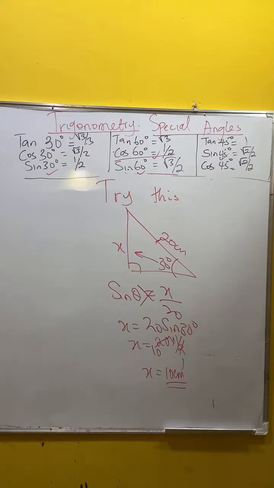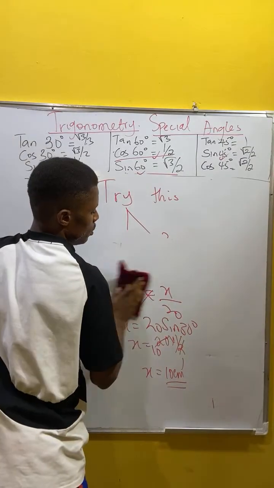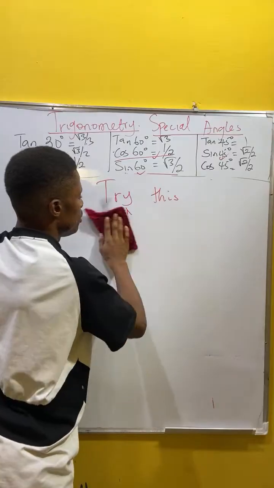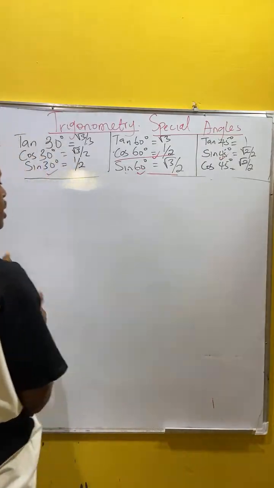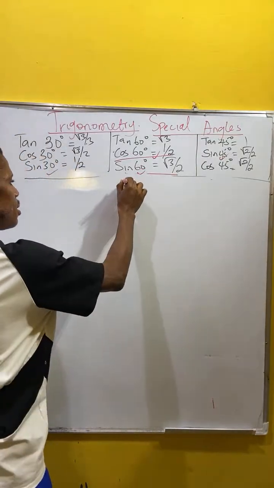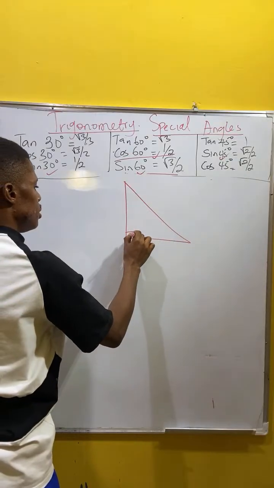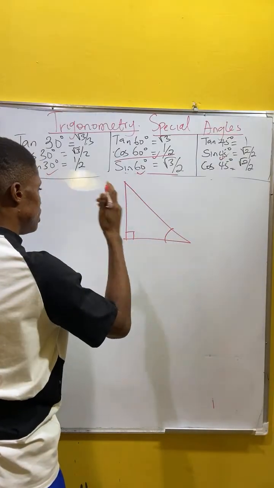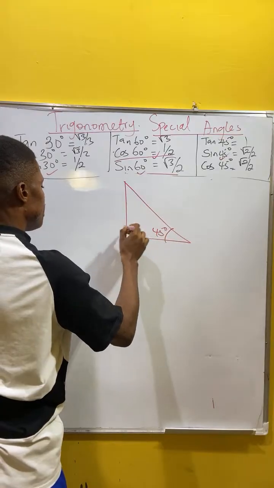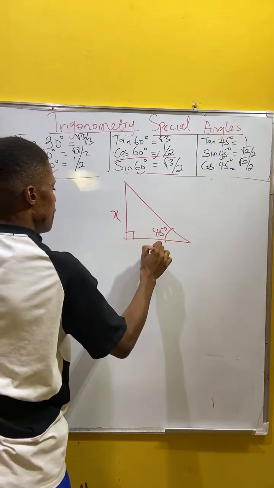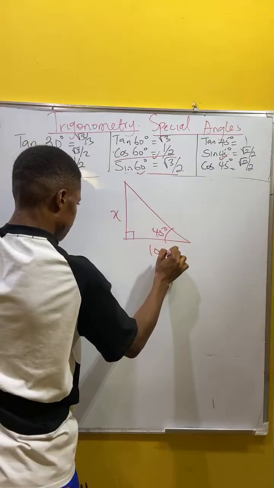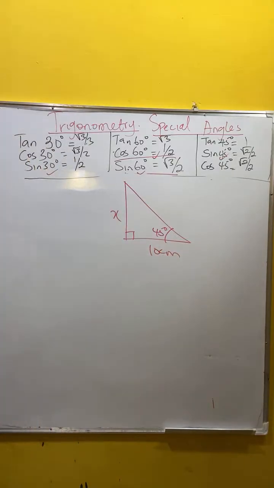One more question coming on. More questions coming. Let's try this. Here is 45 degrees. Let me give you a hard one. X and 10 cm. Can you tell me the answer?